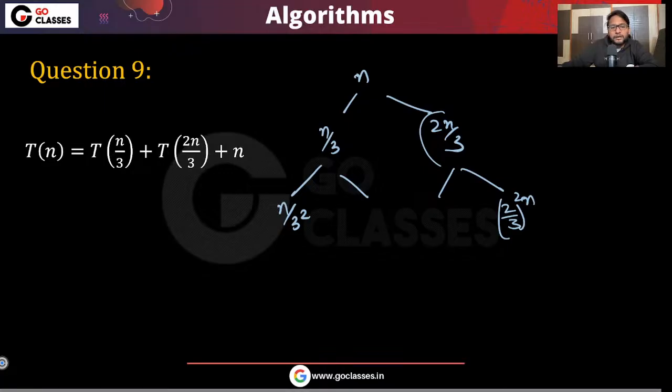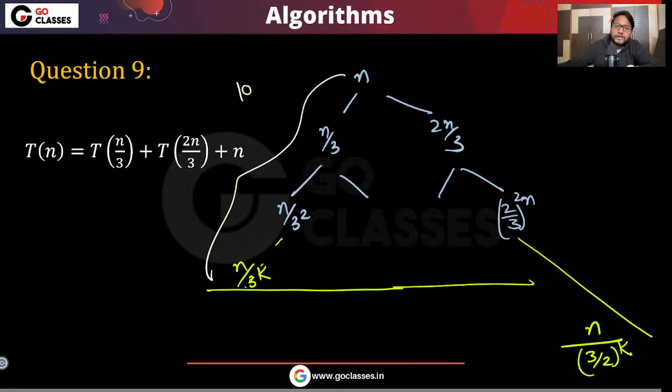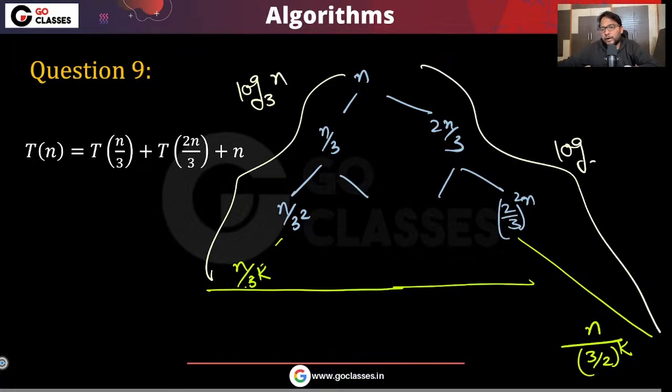So which branch will get terminated first? Here you are dividing by 3, and here you are dividing by 3 by 2. So obviously this will get terminated first, and this will get terminated last. This is n divided by 3/2 power k, and this is n divided by 3 power k. Now how many levels are here? You are dividing by 3, so log base 3 of n. How many levels are here? Log base 3/2 of n, right?